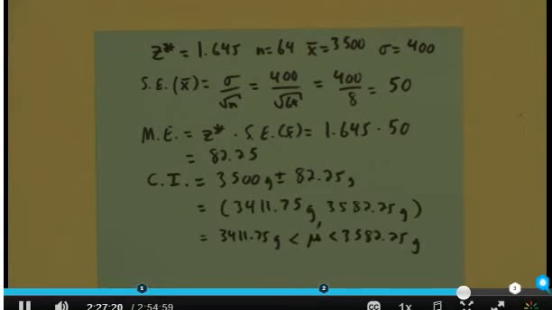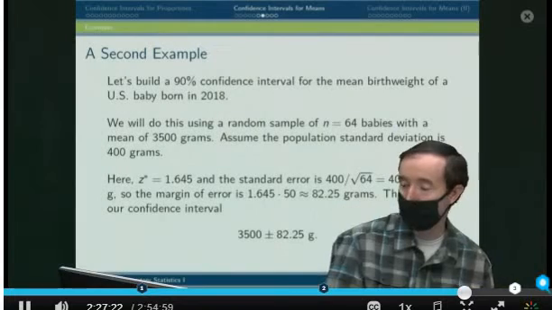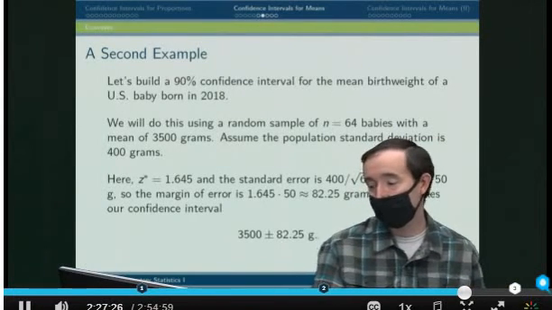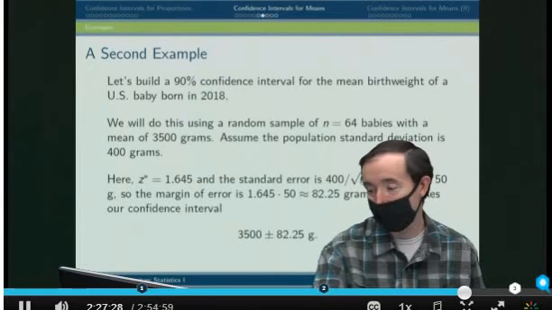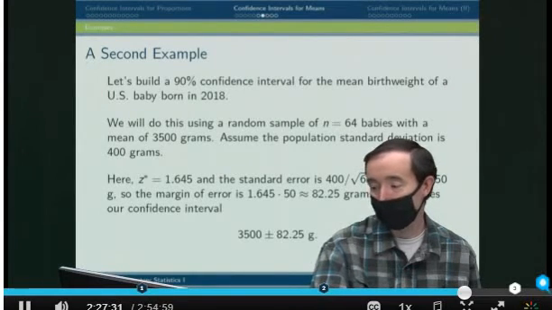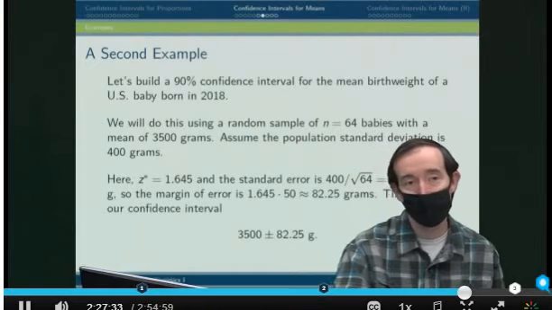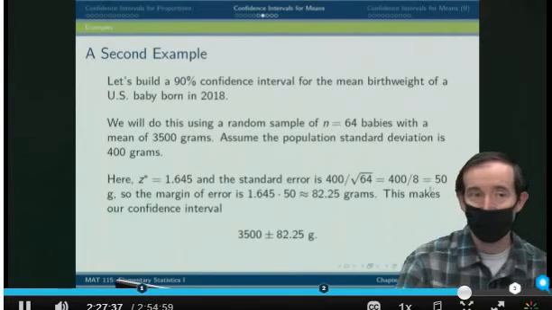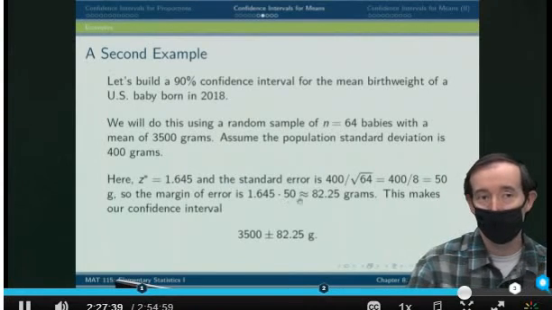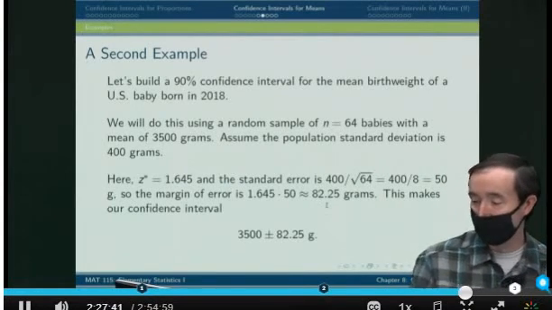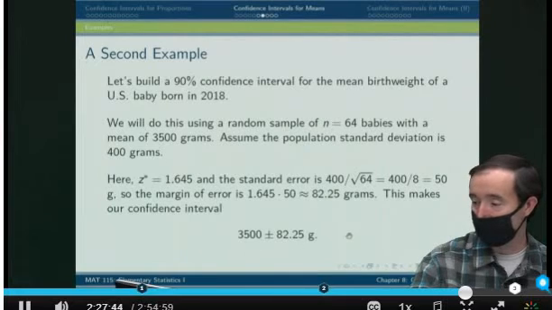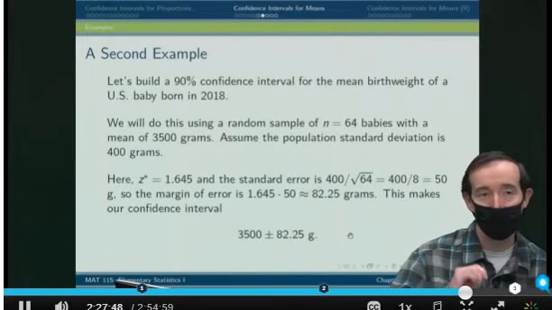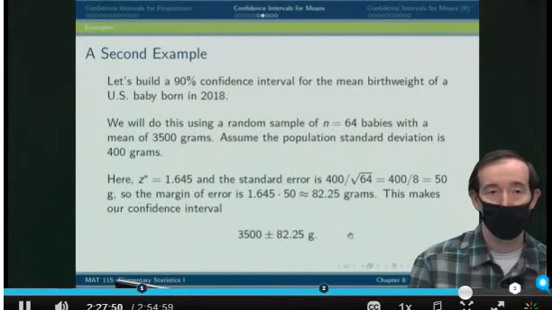All right, let's check if that's in line. Excellent. So here's the solution on the slides. It looks like everything lines up. I did choose n equals 64 and sigma equals 400 because I wanted that standard error to be nice. Here the standard error worked out to be 50. And so my margin of error ended up being 82.25, and this is the number we found. Excellent. Any questions on that example or anything we've done with means so far?